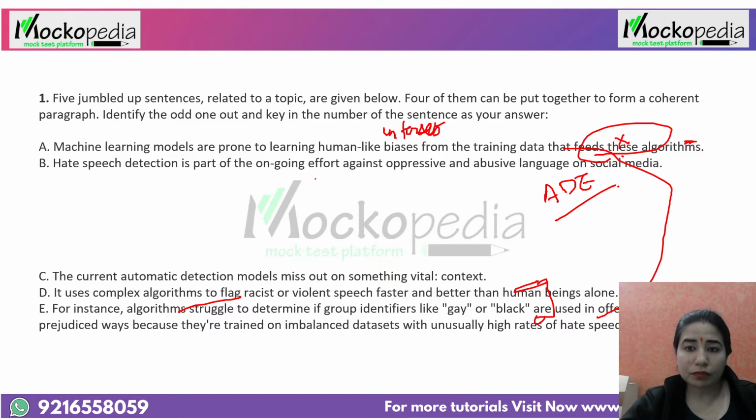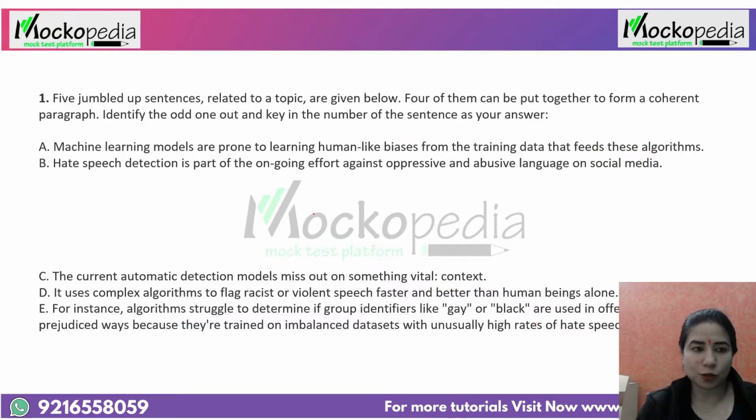So if you are going to check B, this says hate speech detection is a part of the ongoing effort against oppressive and abusive languages on social media, right? So how it is being functioned, then the rest of the statements are saying. Now, this is basically saying what it lacks and how the algorithm is driven. But what it is missing is something that's not being discussed, right? So out of the given sentences, C is the odd one out that is not fitting in the paragraph's discussion, right? I hope it makes sense. Let's move to the next question.